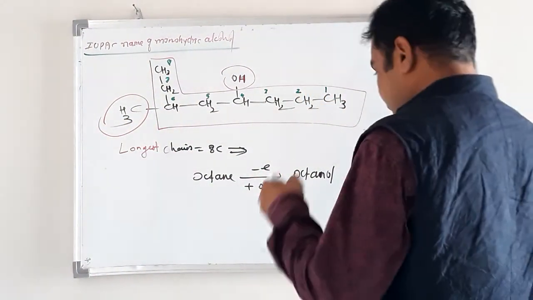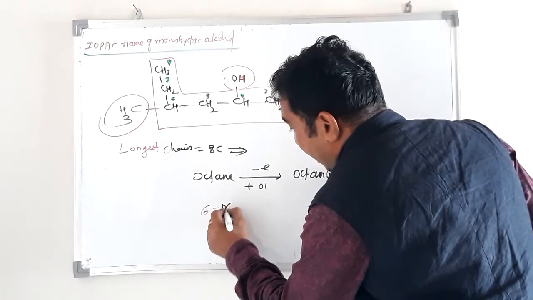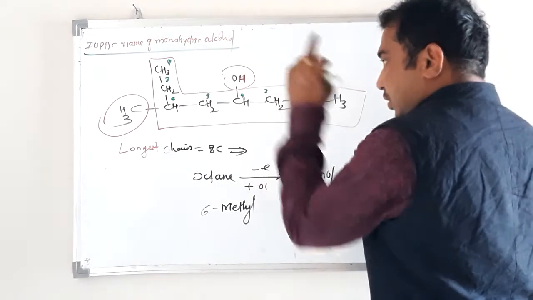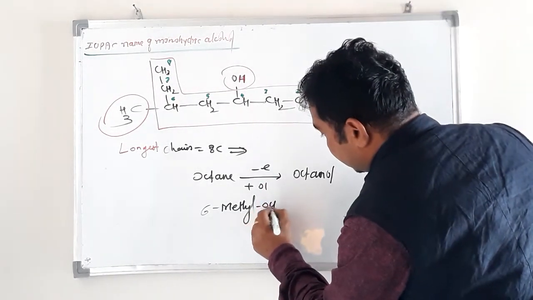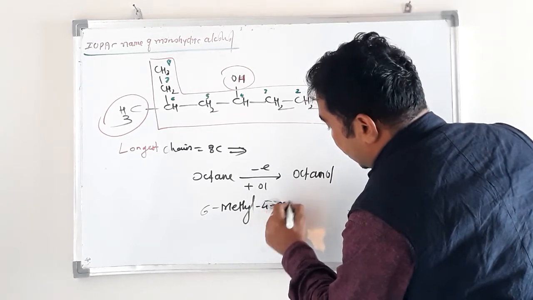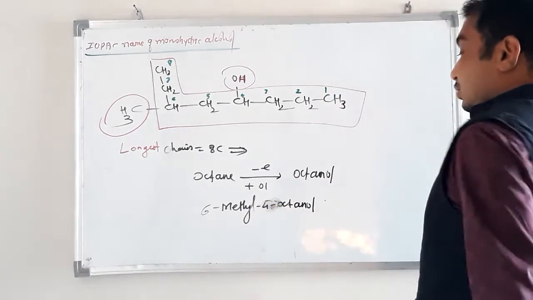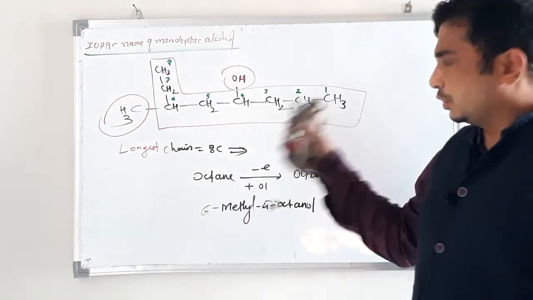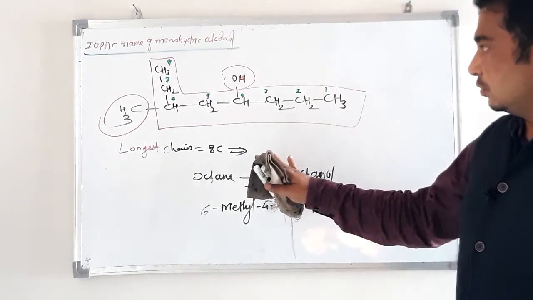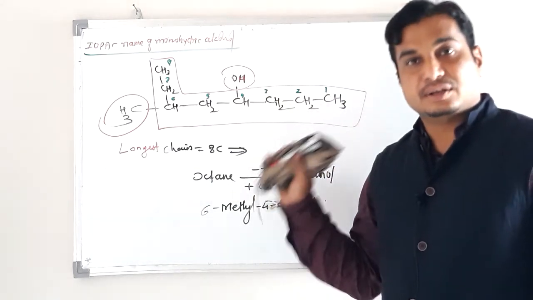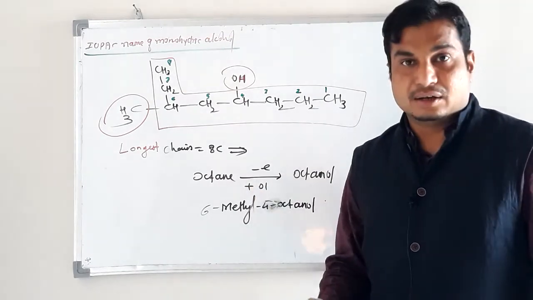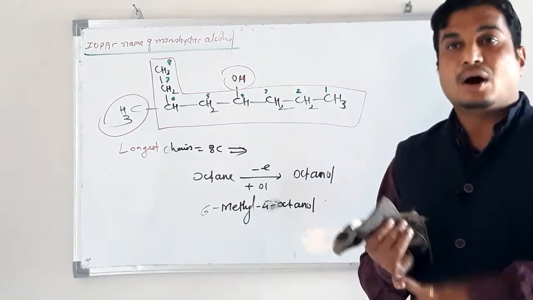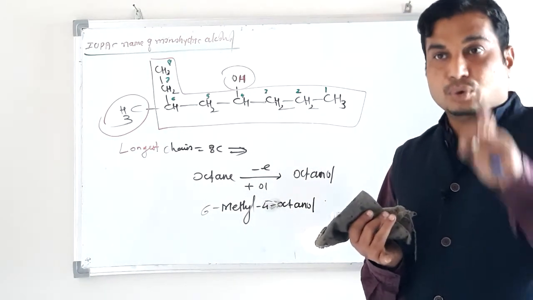So we have to name the substituent first. So 6 methyl, and carbon number 4 has the OH group, so 4 octanol. So this is the simple IUPAC name for this compound. In this way we have to follow this procedure to give the IUPAC name. So this is monohydric alcohol. Monohydric alcohol is obtained by replacing one hydrogen atom of an alkane or aliphatic hydrocarbon by one OH group.